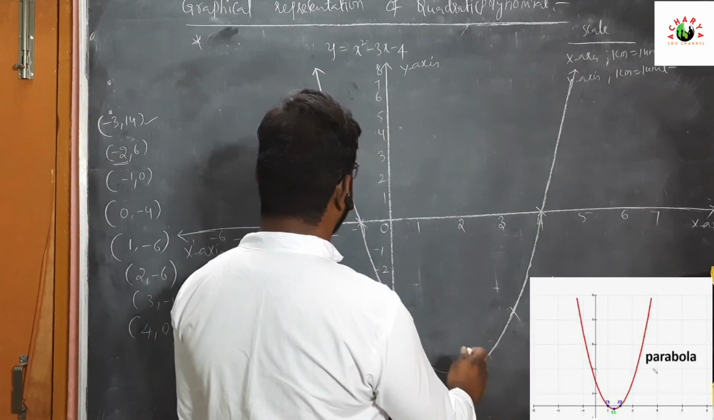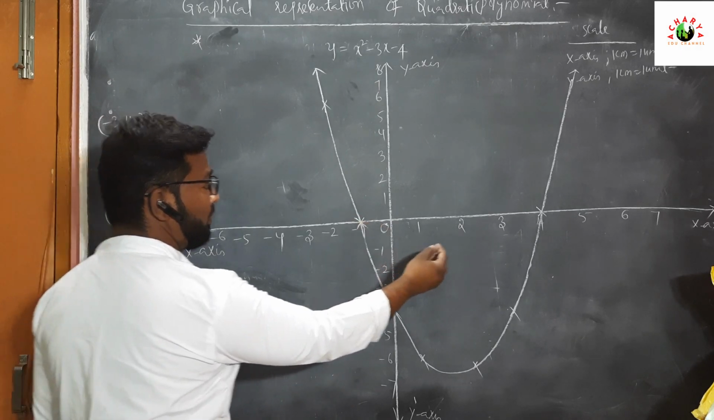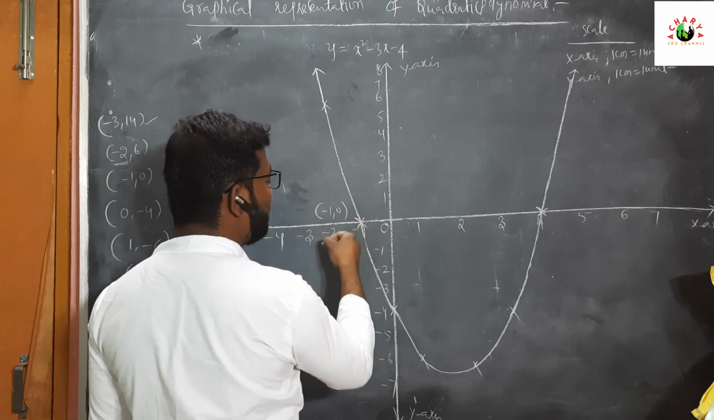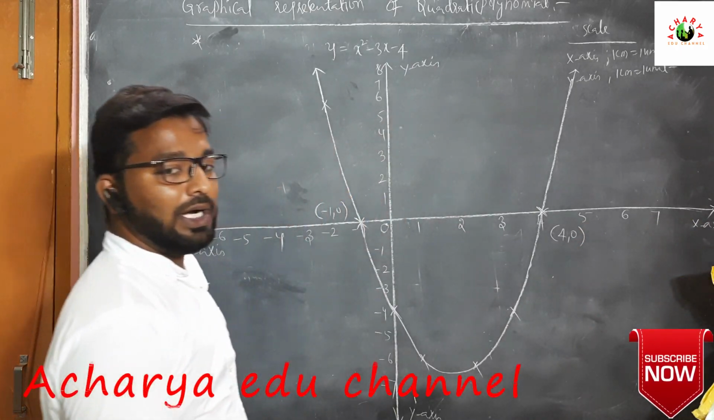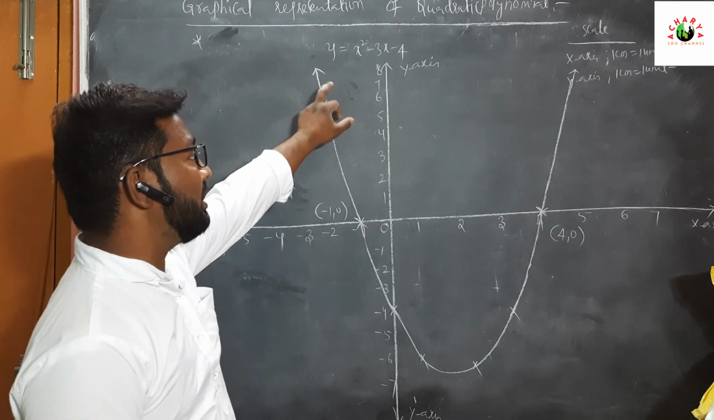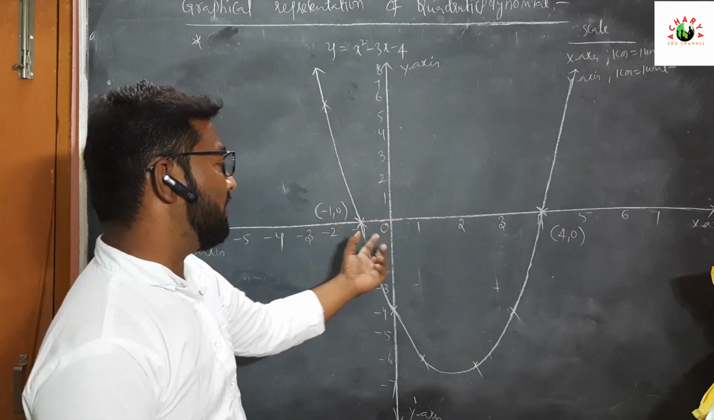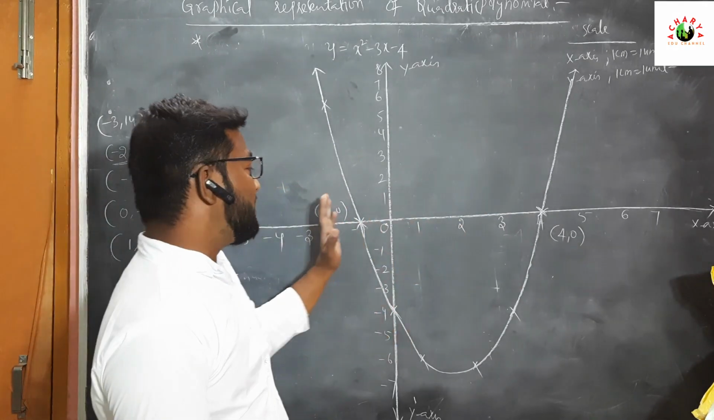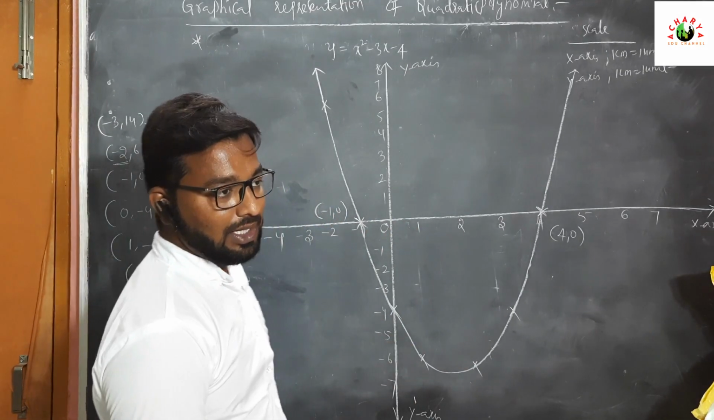And next, the x-axis is touched at 2 points here. What are the points? Here -1 comma 0 and here 4 comma 0. Last class we discussed that a quadratic polynomial has how many zeros? 2 zeros. By using the graph also we have to verify 2 zeros. How can we identify these are the 2 zeros? The points which touch the x-axis are the zeros.